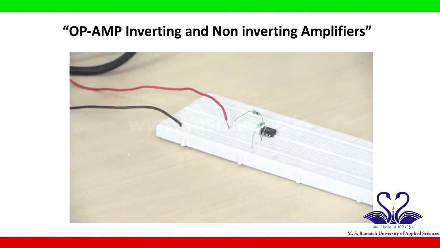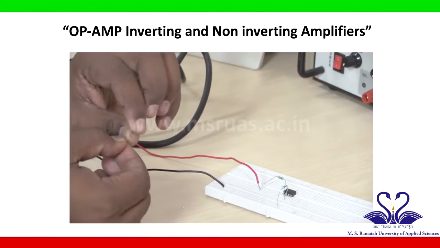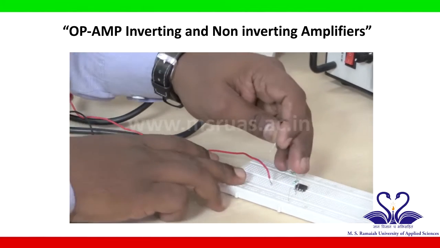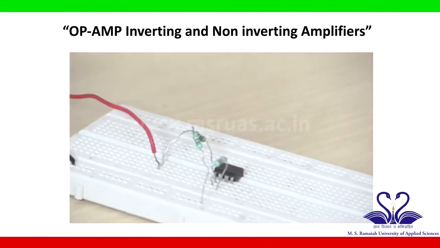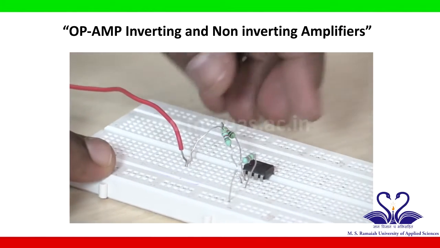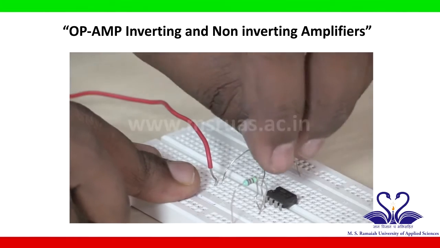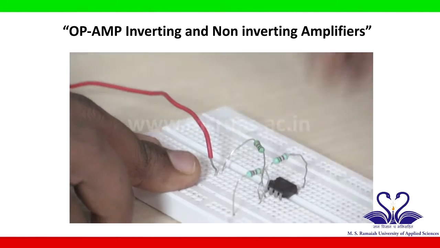Now the resistor 5K is connected between pin number 2 and pin number 6. So here is a pin number 2. I will connect one end to pin number 2, and another end of 5K is connected to pin number 6. You see the breadboard here, this is 4, 5 and 6 connected to pin number 6.